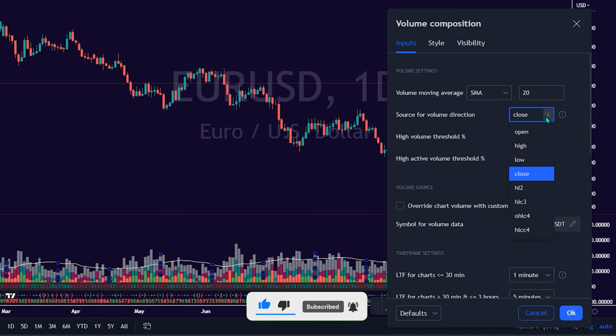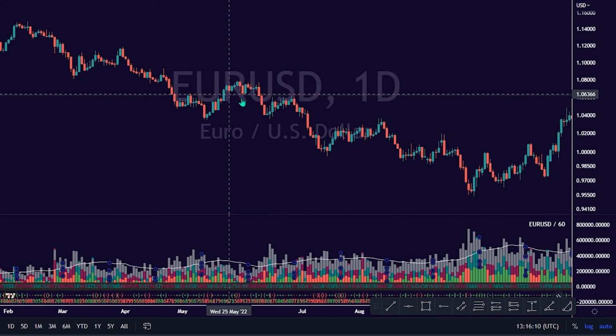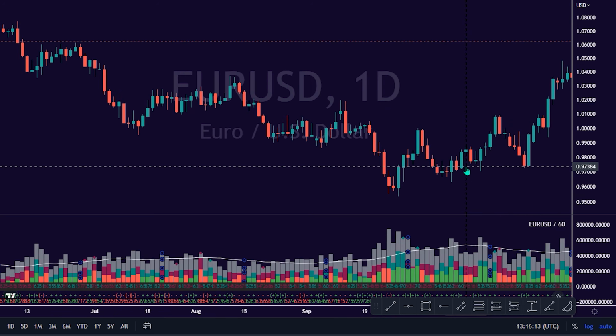For example, using close as the source, a close that is higher than the previous close would be considered as buy volume. This could be replaced with open, high, low, and close, for example, resulting in a volume direction based on the OHLC average. How can we detect buy and sell volume in the market with this trading indicator?